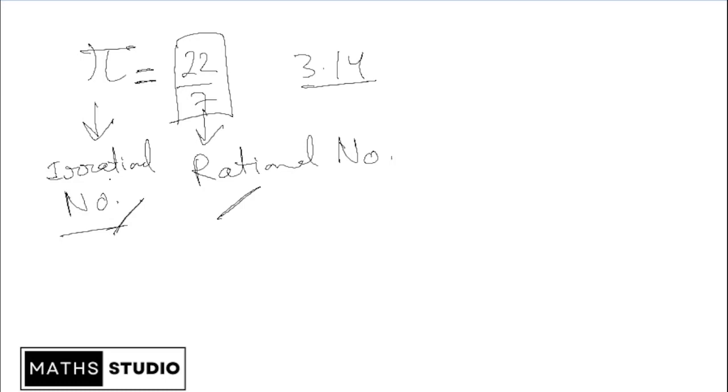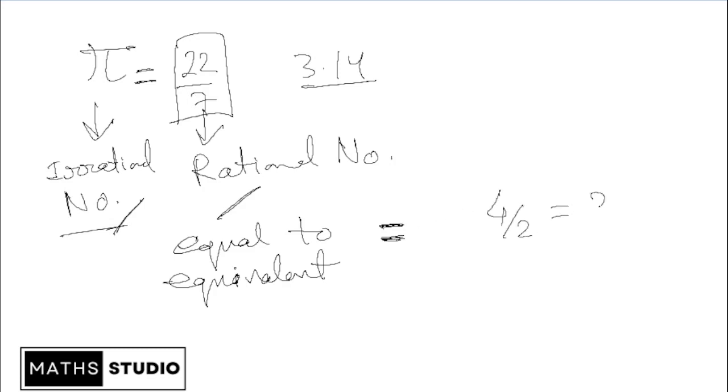Okay, let us look into this statement. Equal to and equivalent. We represent equal to by this. That means they are equal. Okay, 4 by 2 is equal to 2.